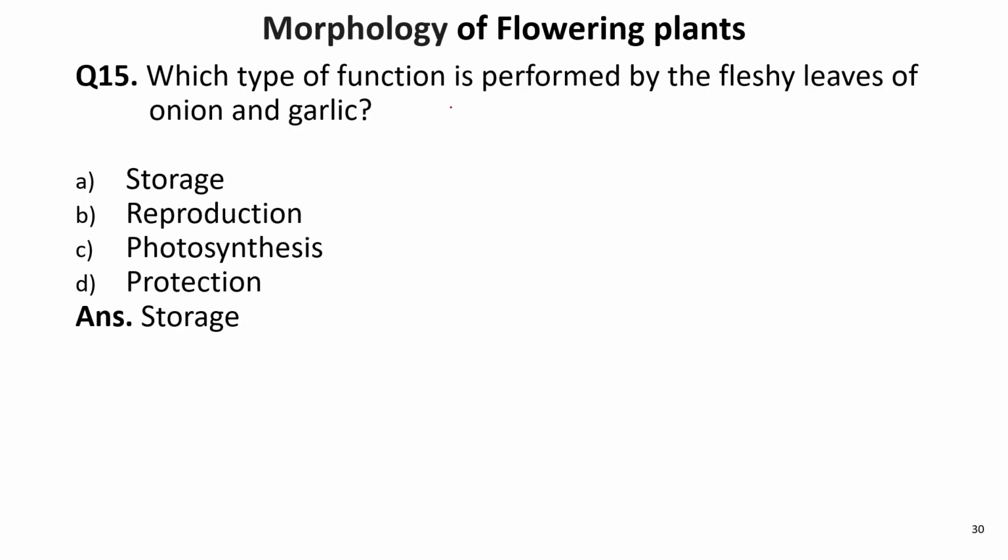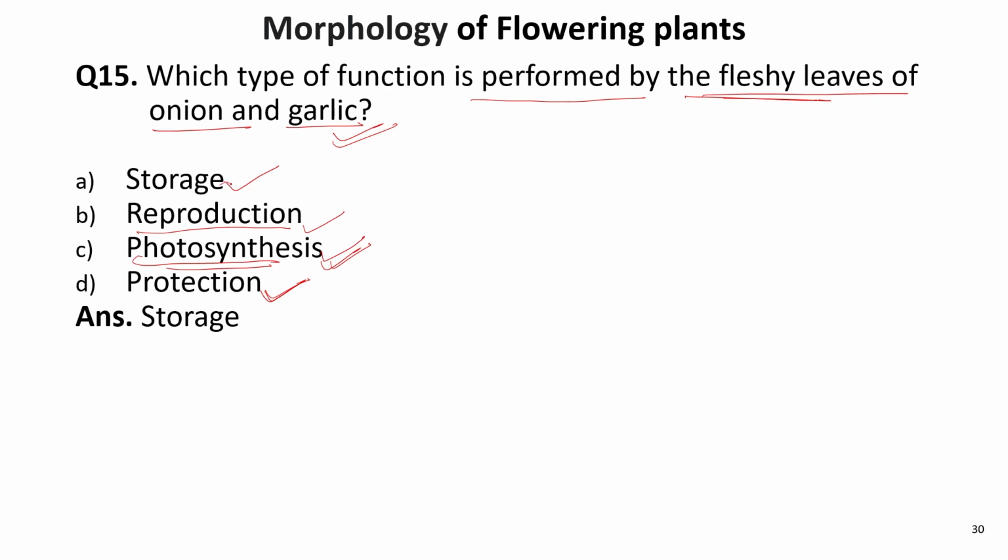Next question. Which type of function is performed by the fleshy leaves of onion and garlic? Storage, reproduction, photosynthesis or protection? So reproduction: the fleshy leaves have nothing to do with the process of reproduction in the case of onion and garlic. Photosynthesis: the fleshy leaves are present underground, so they are not meant for photosynthesis. Protection: these leaves are present inside the ground, so they are not meant for protection.